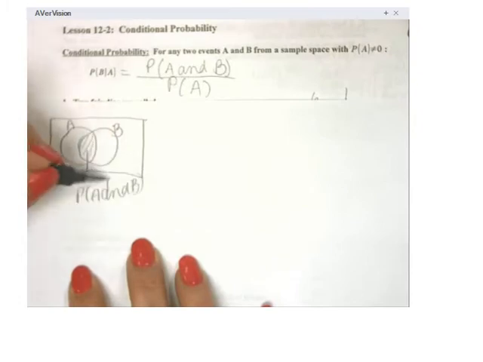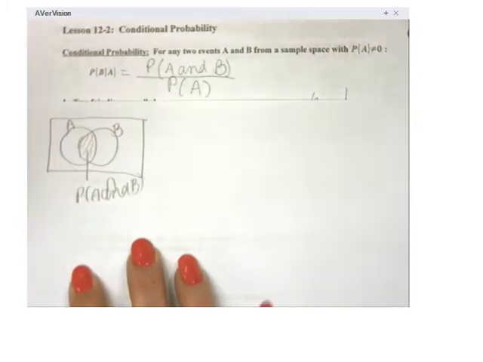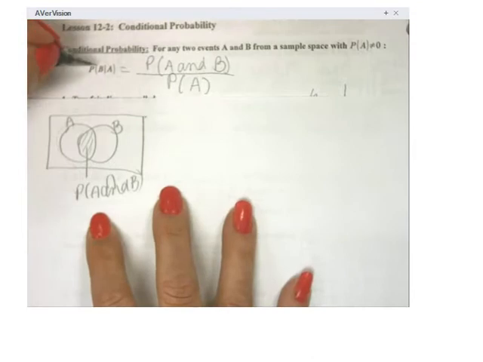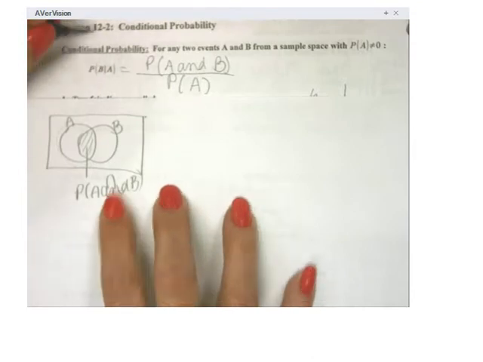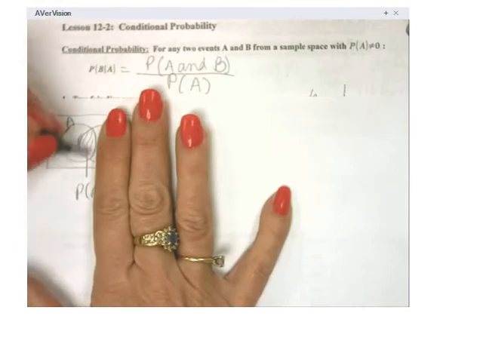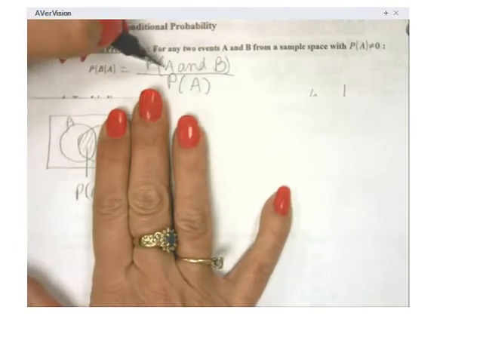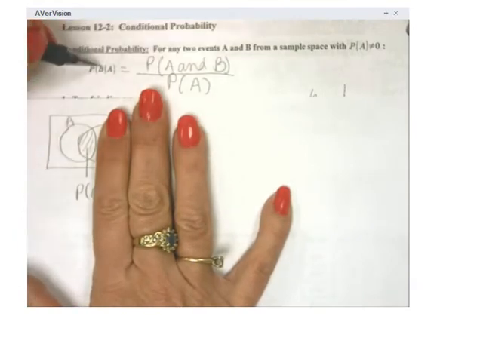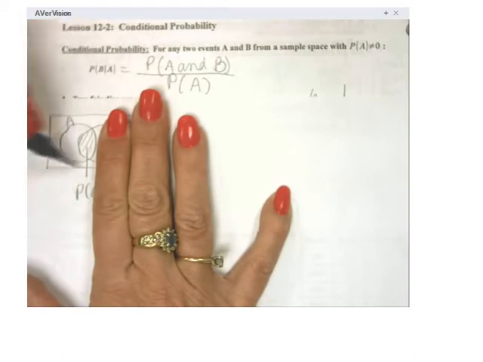or I could write the symbol A intersect B. To calculate the likelihood of B happening given A already occurred, we find the probability of the intersection, which is the probability of A and B, and then we divide it by the probability of A.